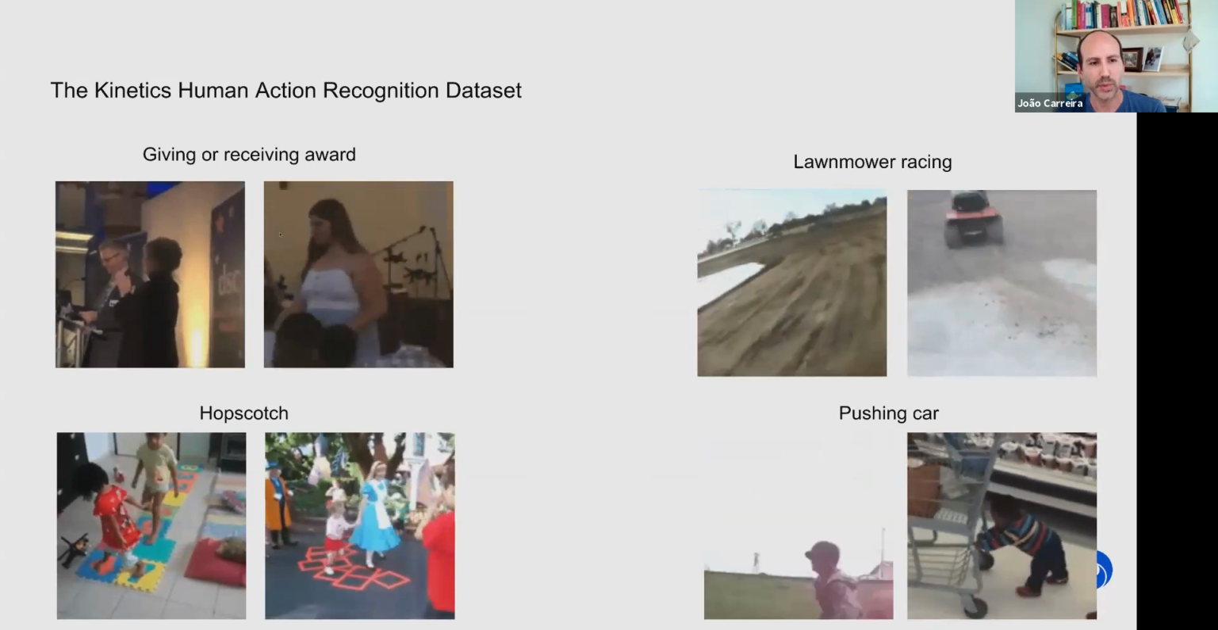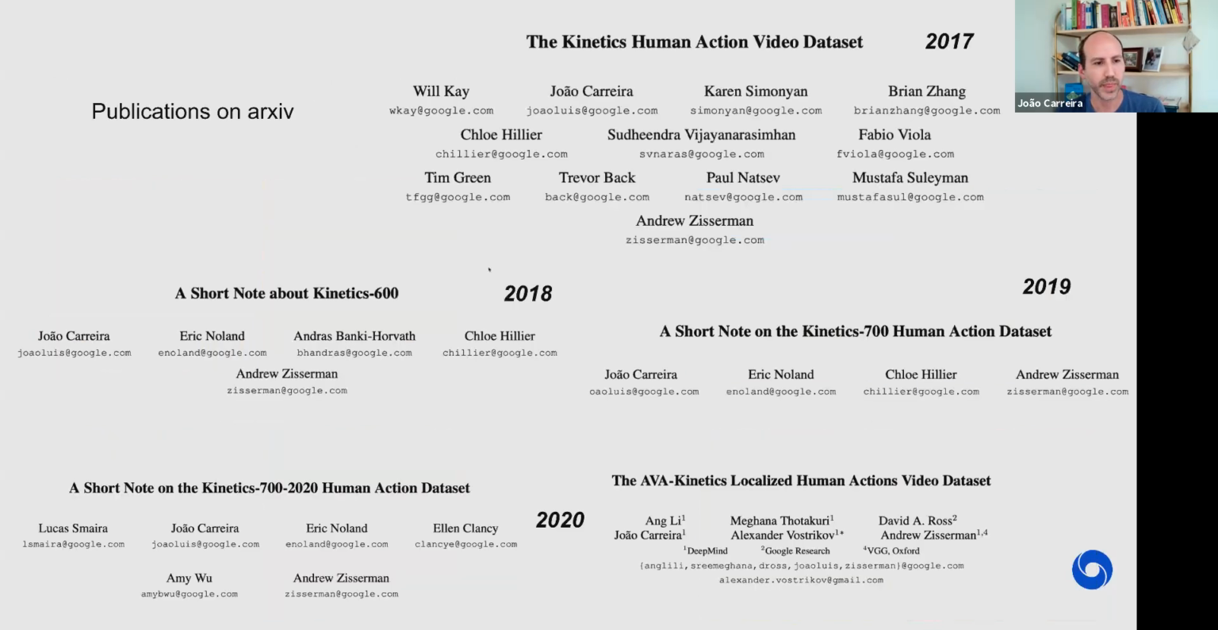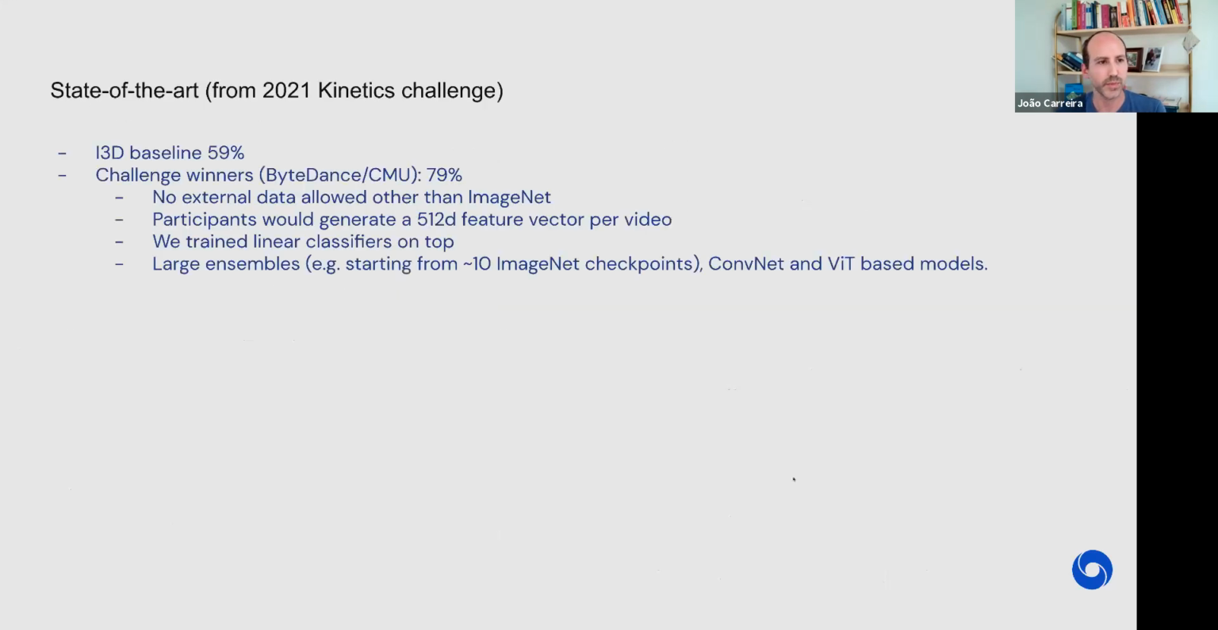And yeah, we published it first in 2017. And we kept building upon this dataset. So the first version in 2017 had 400 classes. Then we expanded to 600 classes, 700 classes, and then in 2020 to 700 classes, each with 700 examples. And then more recently, we did Kinetics, which I'll explain a bit later. And we also have a yearly challenge on Kinetics.